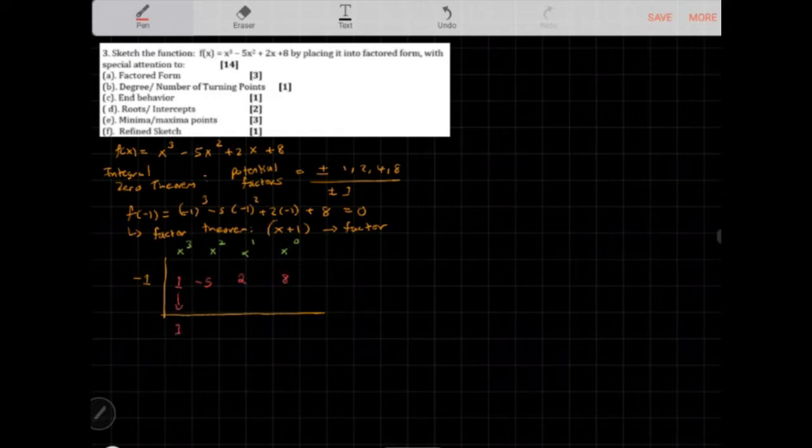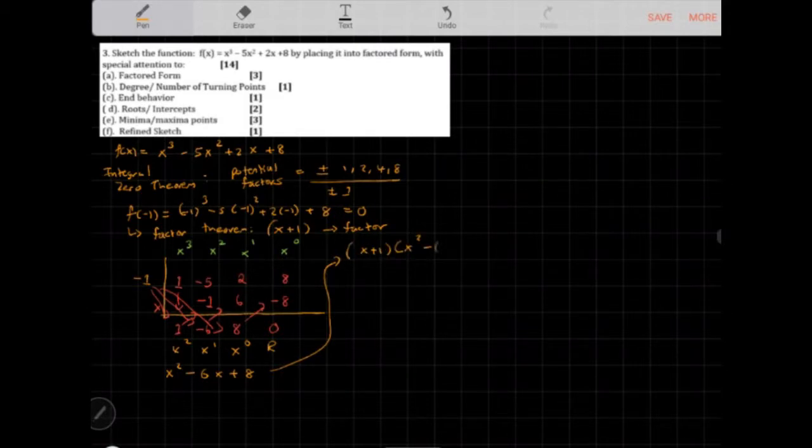I'm going to bring the 1 down and multiply it. So you get negative 1 times 1, which is negative 1, then add these two, this is negative 6. Negative 1 times negative 6 is positive 6, 2 plus 6 is 8, negative 1 times 8 is negative 8, and then you add this and you get 0. So this is the x squared term, x to the power 1, x to the power 0, and that's your remainder. In this case, your quotient is x squared minus 6x plus 8. So your factored form is x plus 1 times x squared minus 6x plus 8.